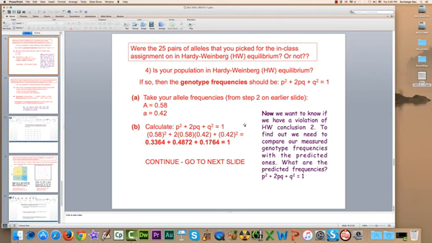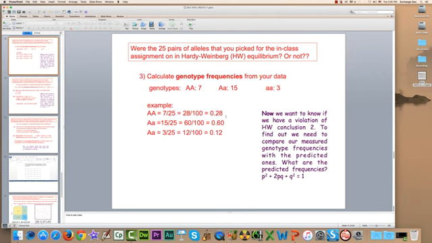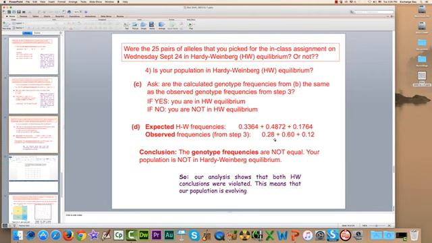Where did we observe it? We observed it back here, and they are 0.28, 0.6, and 0.12. So our conclusion here is the genotype frequencies are not the same. They're not equal, and our population is not in Hardy-Weinberg equilibrium.